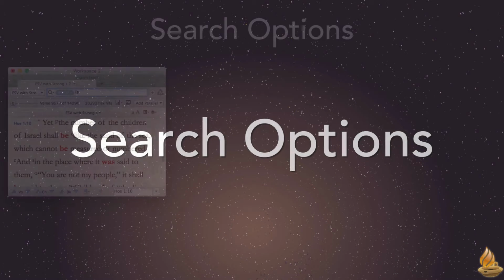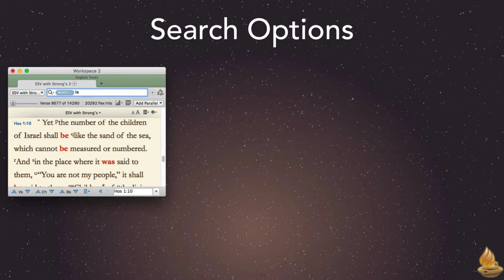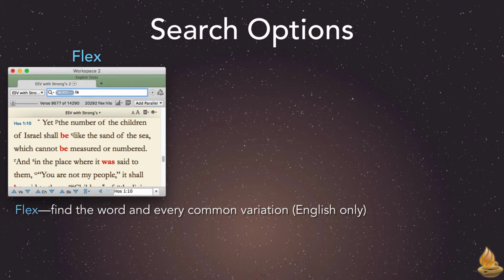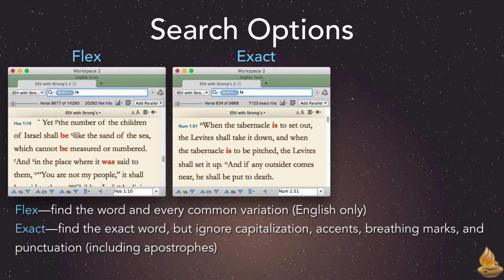Search options. Search options offers us an easy way to widen or narrow our word searches. They are available under the search magnifying glass. Flex, for instance, finds the word in every common variation, but currently only in English. That means it finds both singular and plural nouns, all tenses of a verb, and similar common variants. Exact finds just that exact word, although it ignores capitalization, accents, breathing marks, and punctuation, including apostrophes. Both search options appear in the summary search statistics.